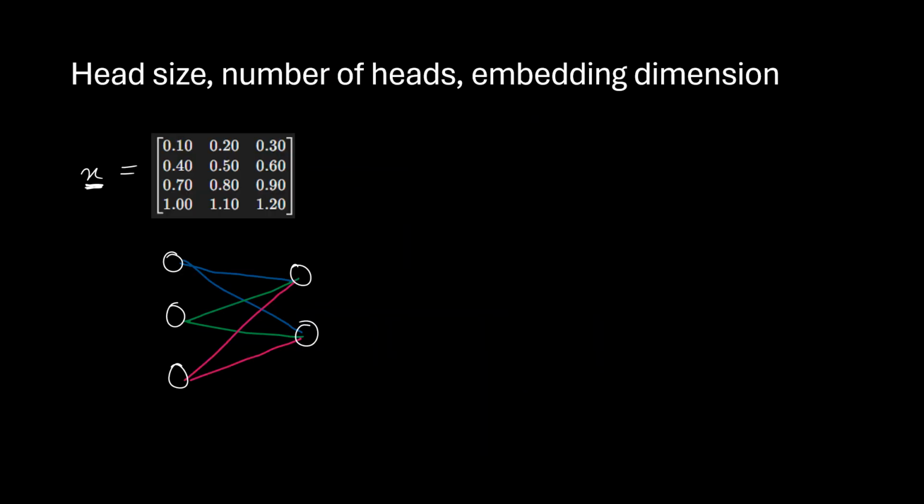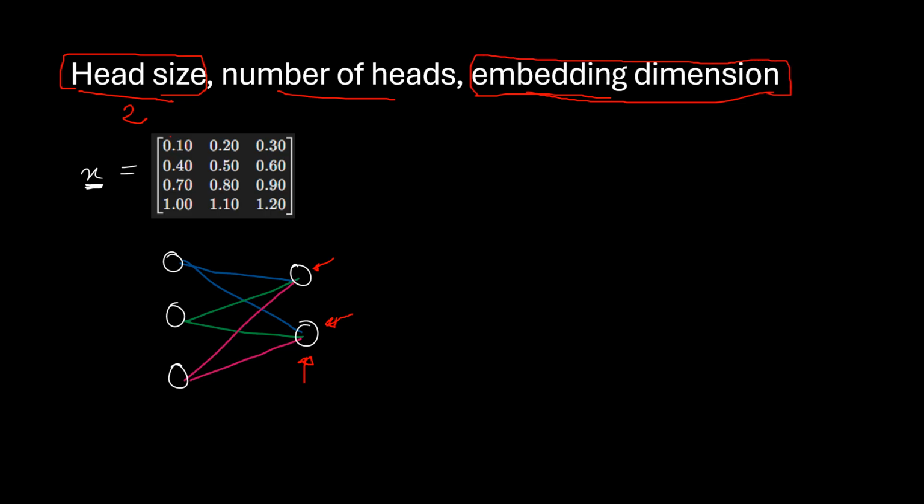Before we move on to cross attention, I'd like to point out one thing about the relationship between head size, number of heads, and embedding dimension. Remember what head size meant. Head size was the number of neurons in the output layer of each of the key, value, and query neural networks. In our example, we used a head size of 2. And remember what embedding dimension meant. Embedding dimension was the number of elements in one embedding vector. In our case, it was 3.